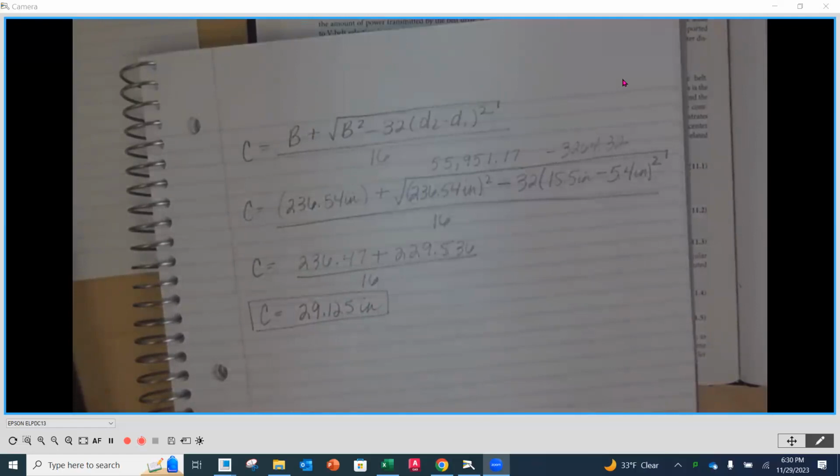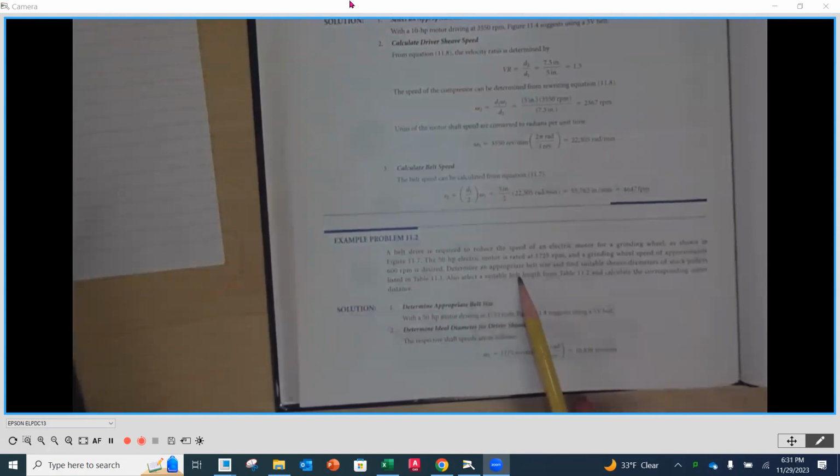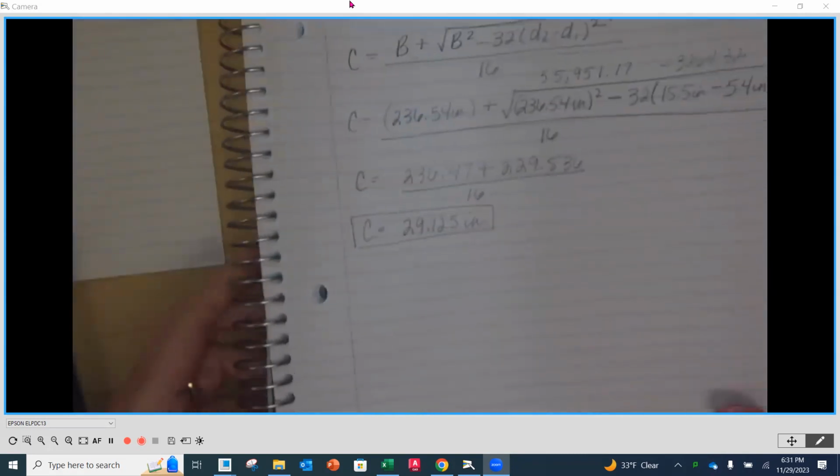All right. So I think we delivered everything they wanted, right? If we look back at the problem, and I don't know if we did it in the exact same way that the book did, which is fine. As we look at the problem statement, they wanted the appropriate belt size. We did 5V. They wanted suitable sheave diameters, which we pulled off of the chart, the 15.5 and the 5.4 pitch diameters, suitable belt length, which we picked, was it 75, right? And then we calculated the corresponding center distance. There you go. There's the problem. So this mimics at least one, maybe two problems that you're going to do for your homework.